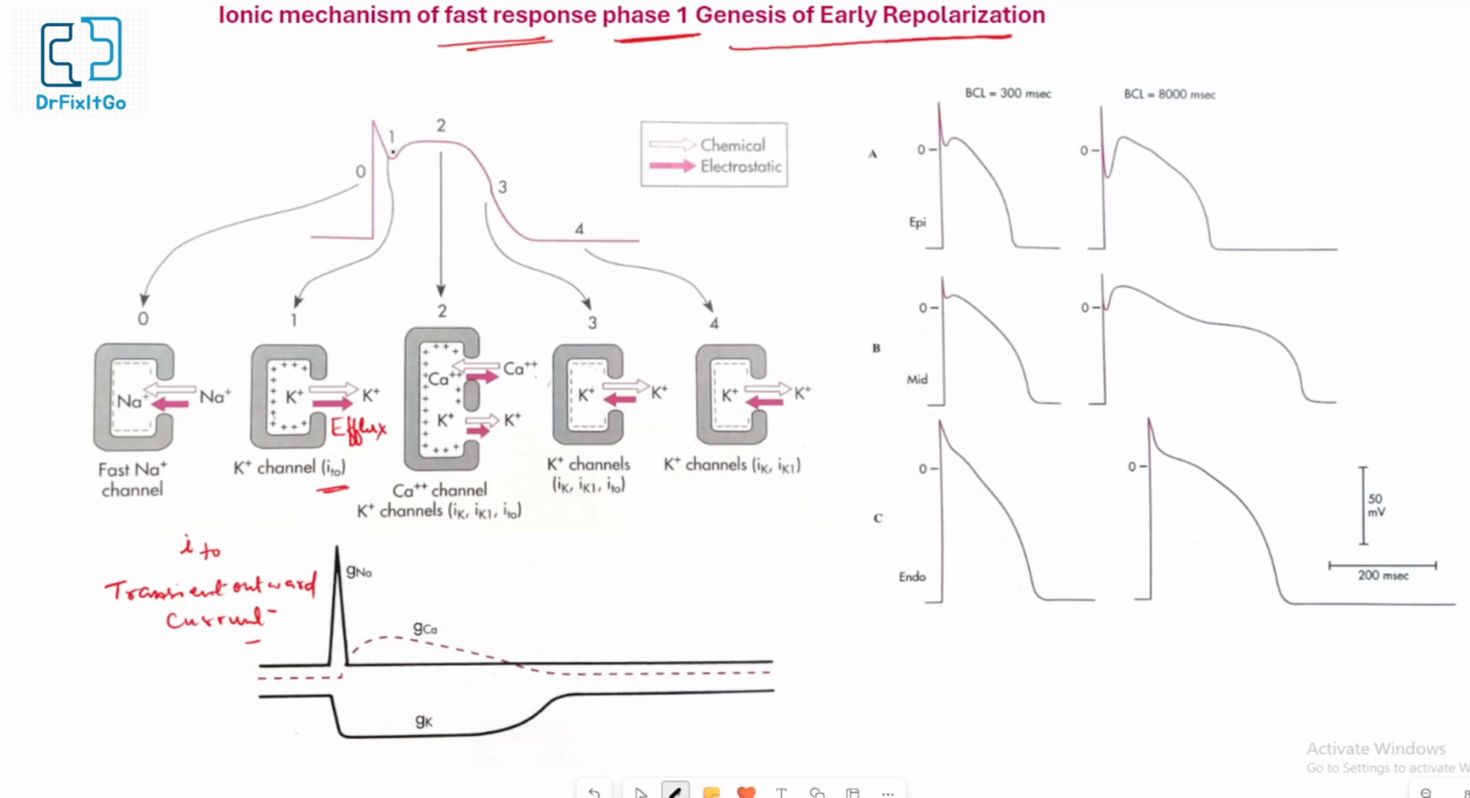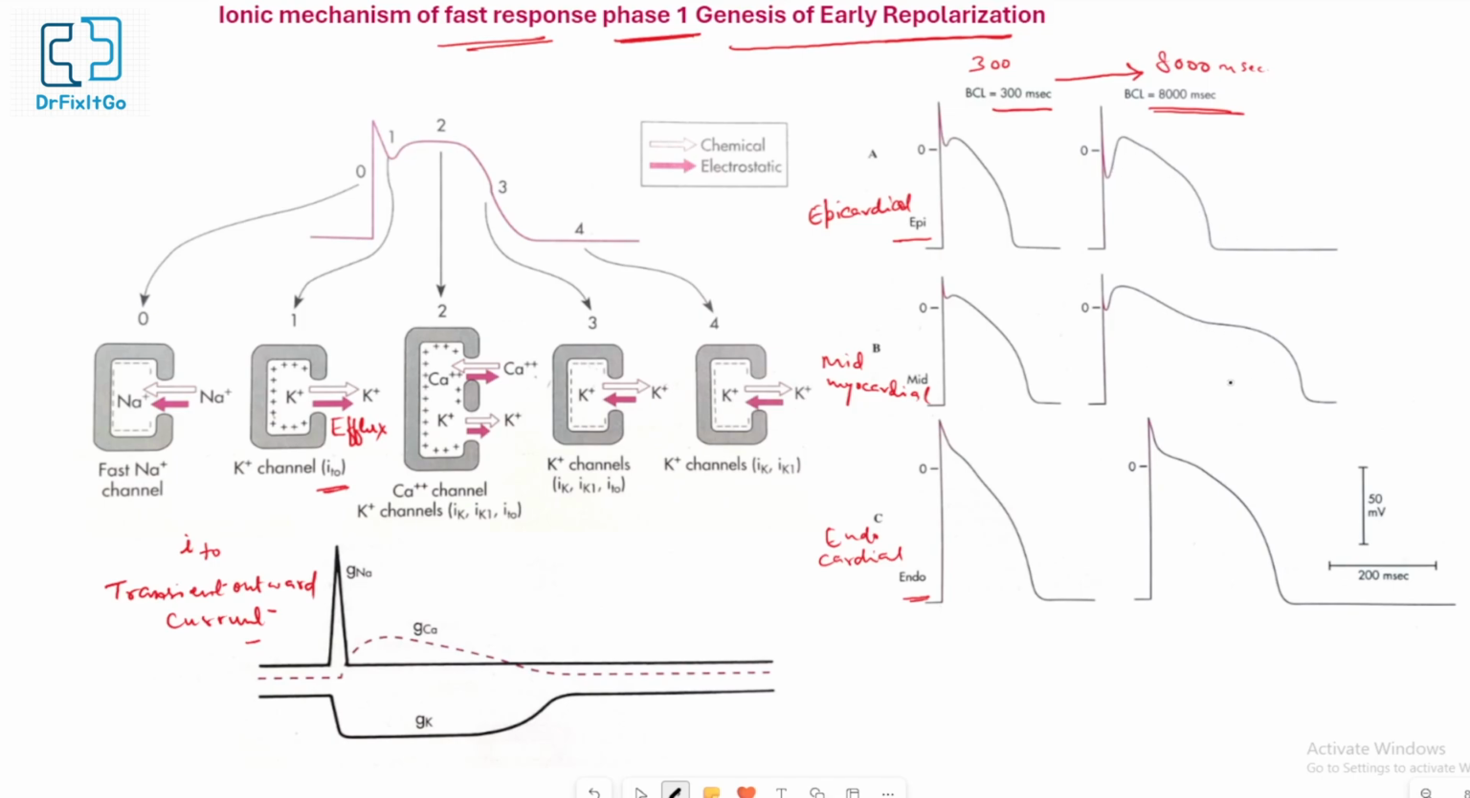repolarizes the cell. The phase 1 notch is prominent in ventricular Purkinje fibers and in myocytes located in the epicardial and mid-myocardial regions of the ventricular wall. However, the notch is negligible in myocytes from the endocardial region. The cycle length of depolarization also appears to affect phase 1. When the basic cycle length at which the epicardial and myocardial fibers are depolarized is increased from 300 milliseconds to 8000 milliseconds, the phase 1 notch becomes more pronounced and the action potential duration is increased substantially.